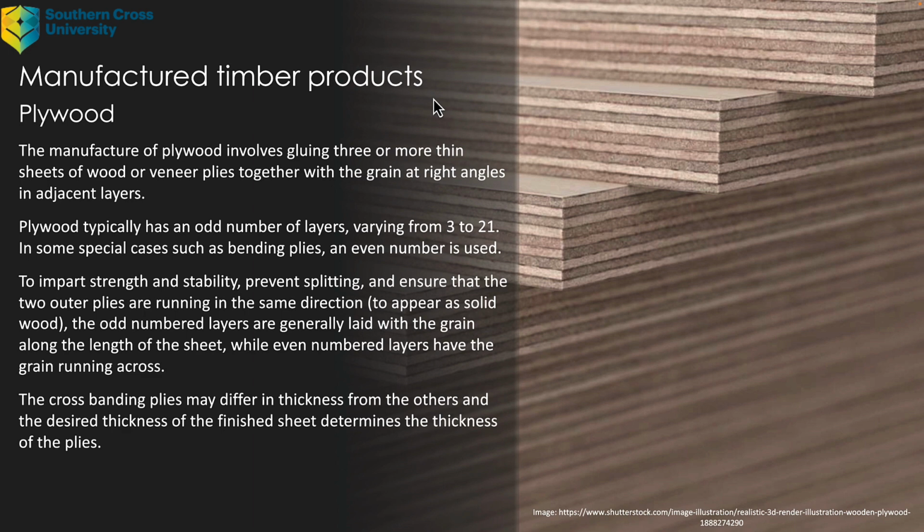The cross-banding plies may also differ in thickness from the others, and the desired thickness of the finished sheet determines the thickness of the plies. And if you go down to your local hardware and have a look, you'll see what I mean. You'll generally see that the inner plies are thicker than the outer ones.